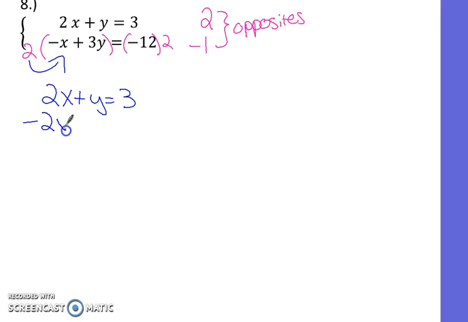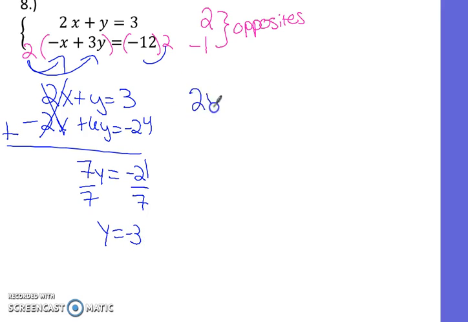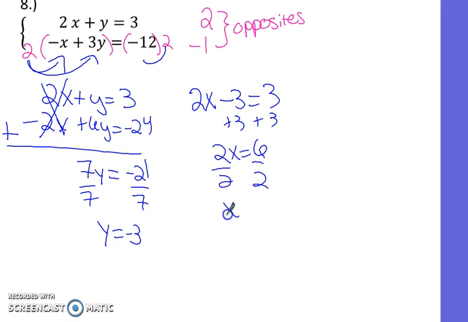2 times negative x is negative 2x plus 6y equals negative 24. Add the two equations. X is eliminated. 7y equals negative 21. Divide by that 7 to get y equals negative 3. That wasn't so bad. And now again, substitute it in. Minus 3 because plus and negative. Add 3 to both sides. And you get 2x equals 6. Divide by 2 to get x equals 3 for a final answer of 3, negative 3.